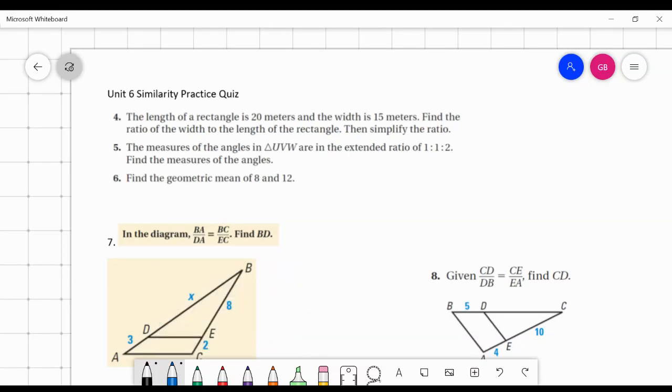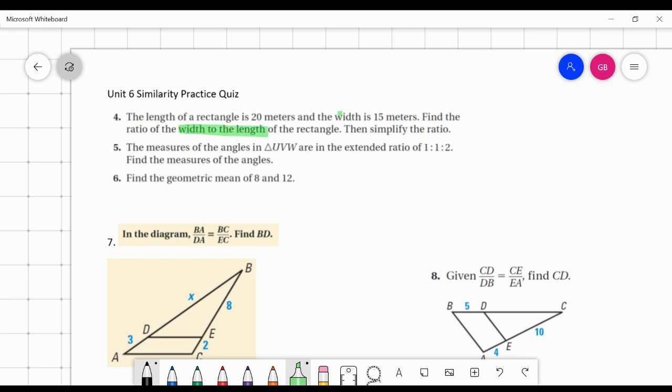All right, Unit 6, Similarity Practice Quiz. Number 4. The length of a rectangle is 20 meters and the width is 15 meters. Find the ratio of the width to the length of the rectangle, then simplify the ratio. So very important to see how they're asking you the question. You want the width to the length.